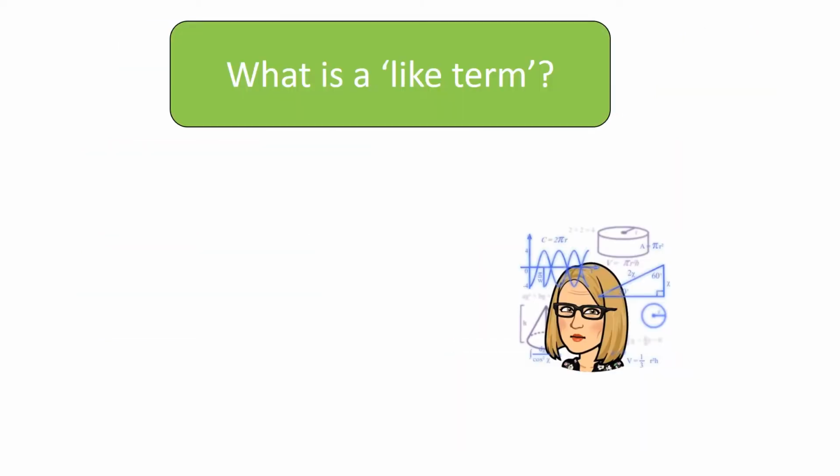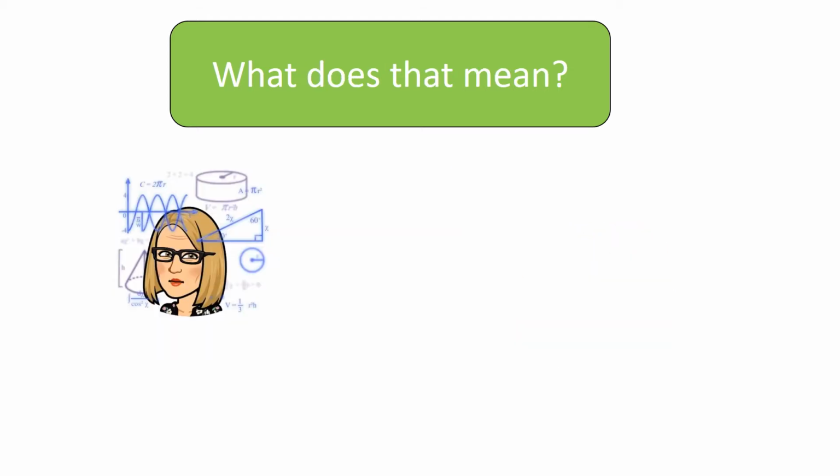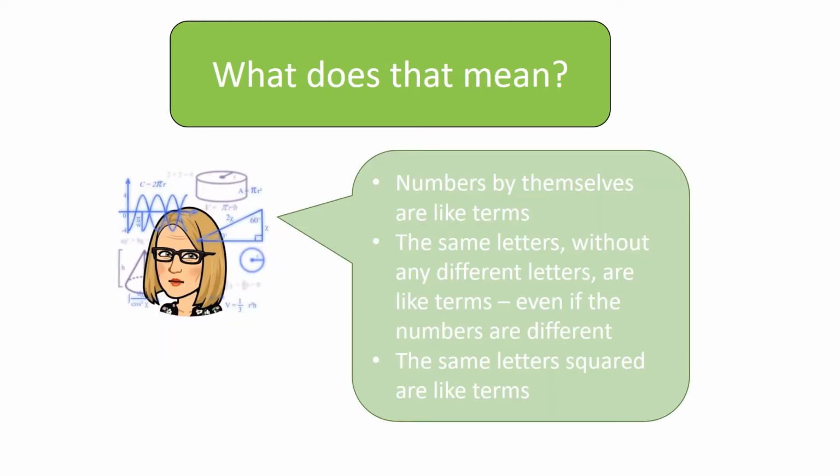What is a like term? Because this video is about collecting like terms. Well, like terms are terms that are like other ones in the same expression or equation. But what does that mean? Numbers by themselves are like terms. The same letters without any different letters are like terms, even if the numbers are different, and the same letters squared are also like terms.